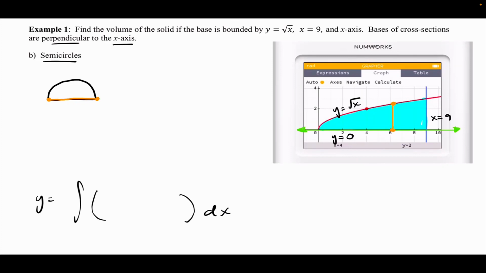Okay, so the area of a half circle is pi r squared divided by 2, or 1/2 times pi r squared, right?